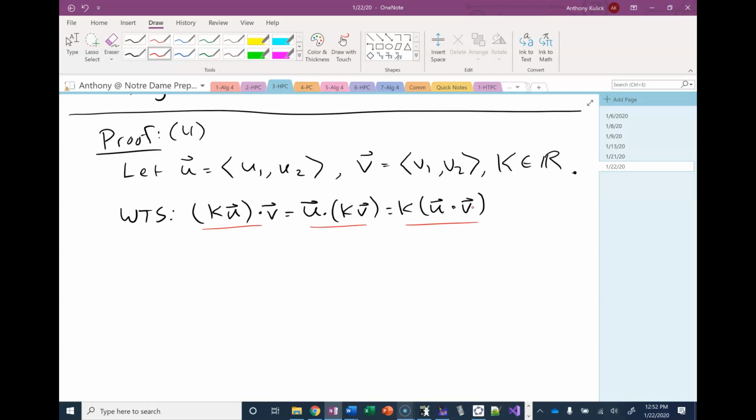It's a real number. Just a real number, not a vector. Just a real number. Like 7. Okay. All right.